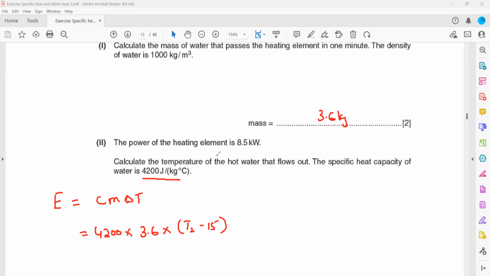How much energy is supplied? Whenever an electrical heater is there, energy supplied is either power times time or voltage times current times time. So power is 8.5 kilowatt or 8,500, multiplied by time. Because it's every minute, 1 minute is the time. How many seconds in 1 minute? 60. So we multiply by 60. How much is the energy supplied? 8,500 times 60 is 510,000.